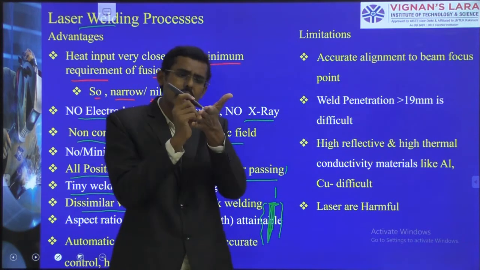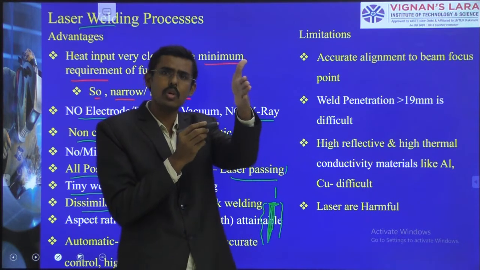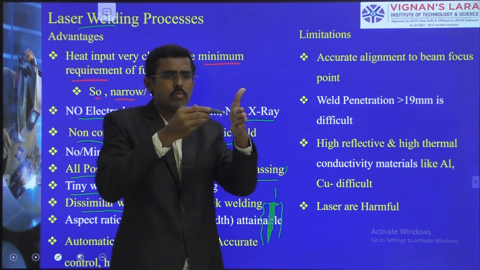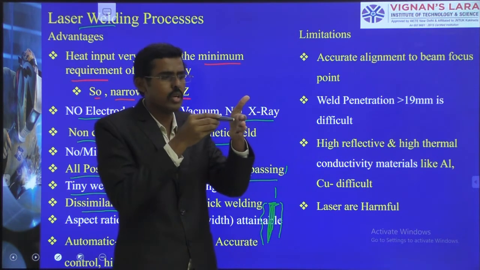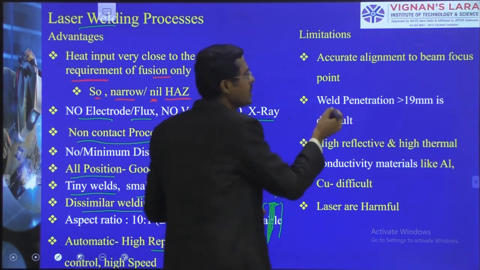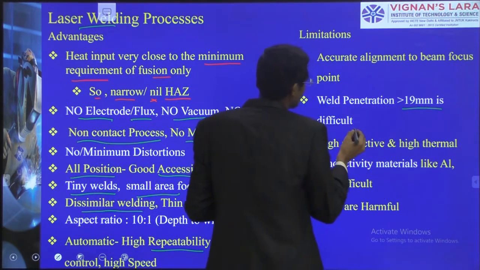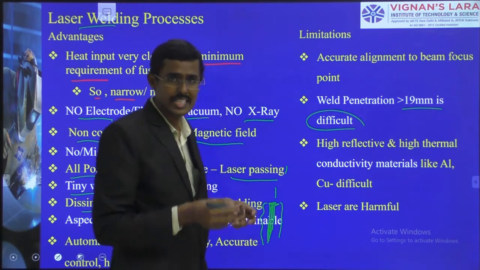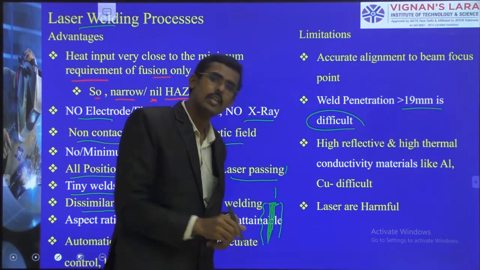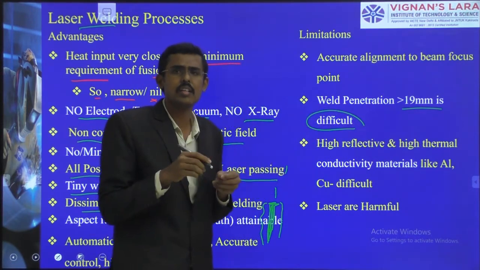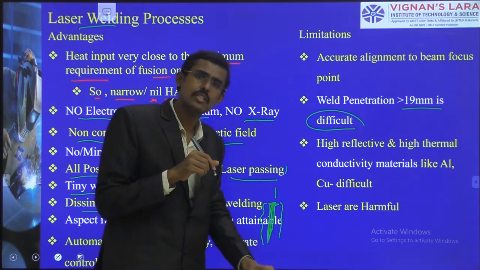The beam is there, so accurate alignment is needed. Either we have to move the workpiece, or if it is compact, otherwise we have to move the position of the laser beam. So accuracy is needed. Weld penetration greater than 19 mm is somehow difficult. Technically, they say greater than 19 mm is difficult for the laser beam to travel.